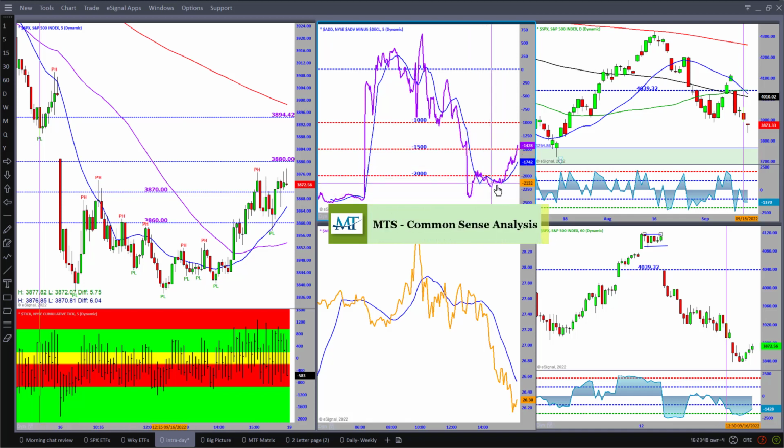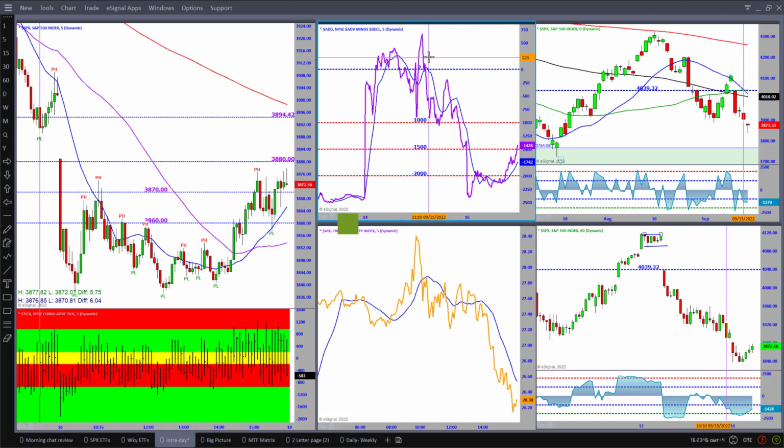And there's a 20 MA on there, and you can see it started to turn up. And then as it's coming down, you can see where it came down from. So you can see up here, it really wasn't that strong. It was up above 500, but it wasn't that strong.